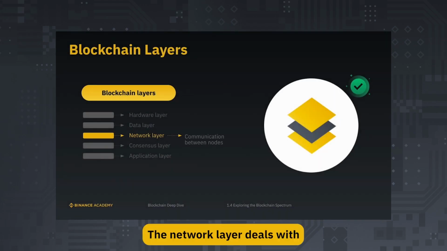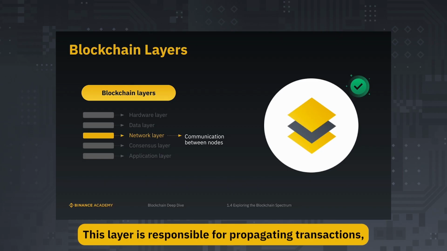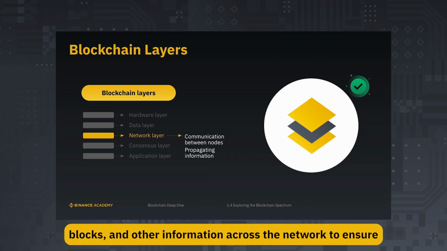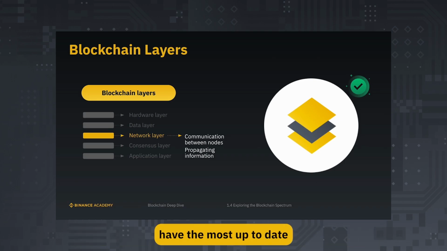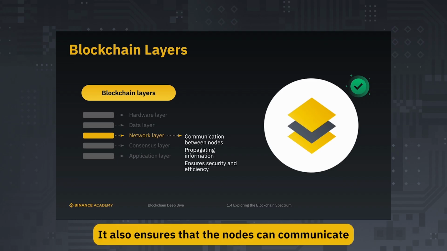The network layer deals with the communication between the nodes participating in the network. This layer is responsible for propagating transactions, blocks, and other information across the network to ensure that all nodes have the most up-to-date and consistent version of the blockchain. It also ensures that the nodes can communicate with each other in a secure and efficient manner.